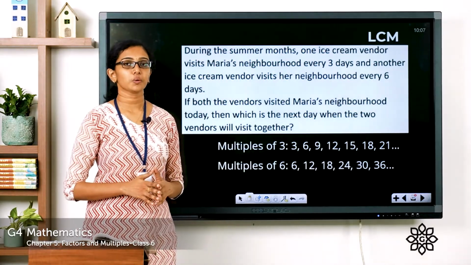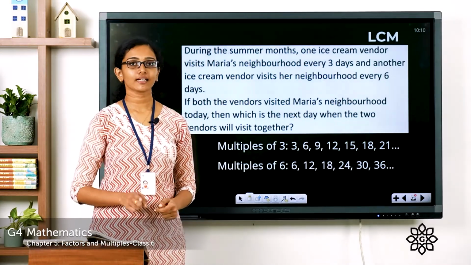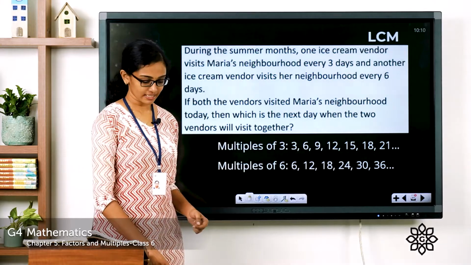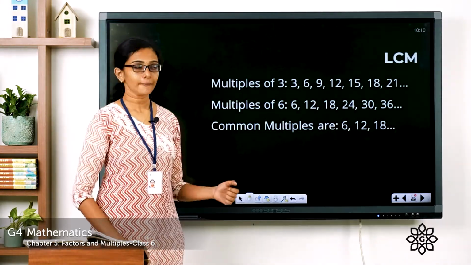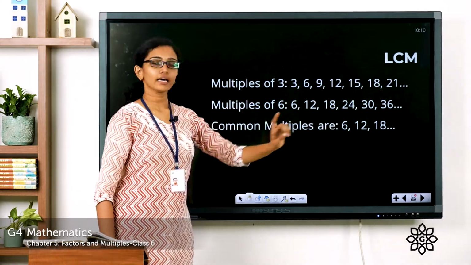So, let's find out what is the least common multiple of 3 and 6. So, let's see the common multiples of 3 and 6. The common multiples are 6, 12, 18 and so on.